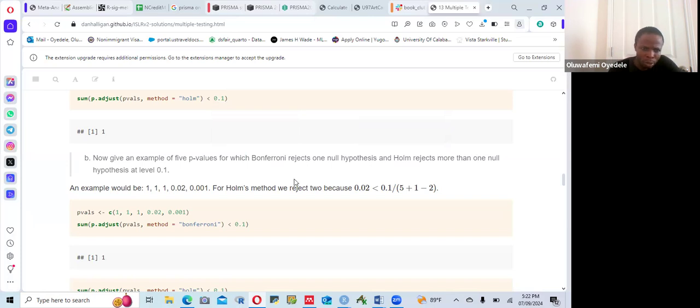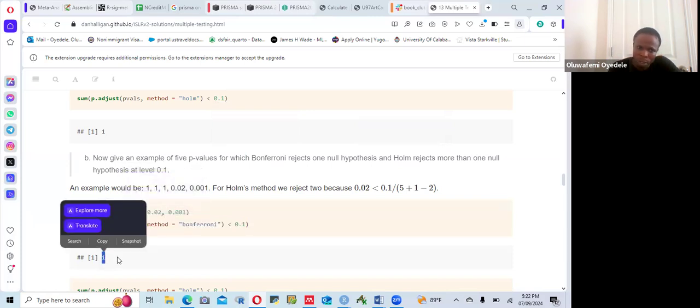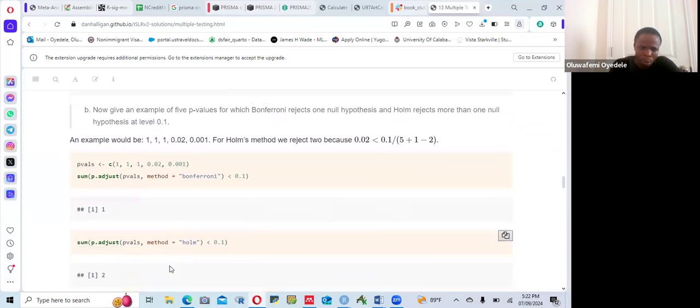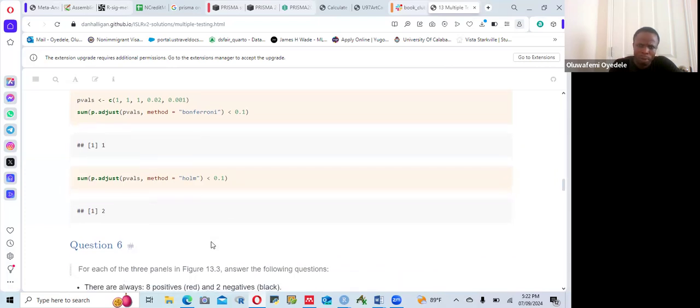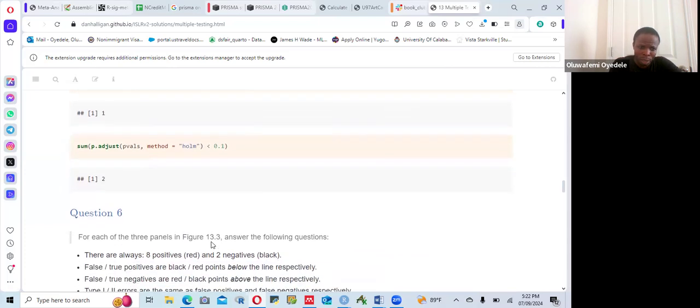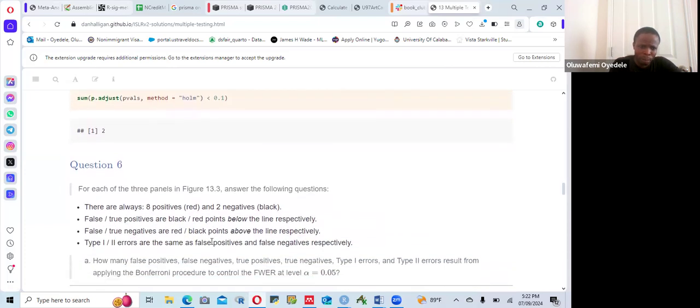Okay, so we check for Bonferroni, and we can see that we get one back, which is one rejection. But when we check Holm's method, we are able to reject two, based on the five p-values that we provided.